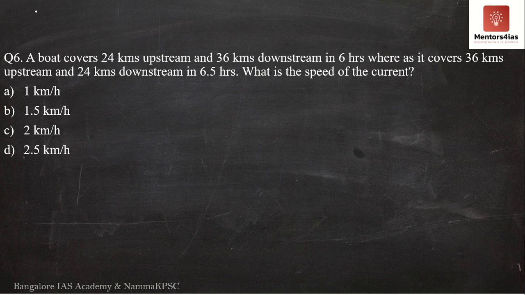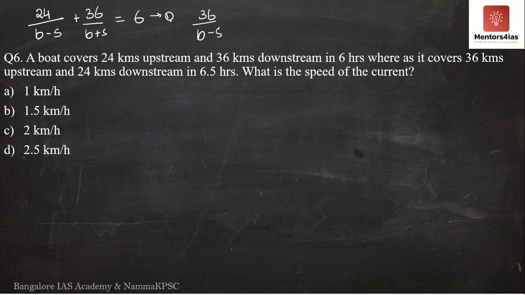As I had explained in the previous question, as soon as you read this kind of question, you should be able to write 24 divided by b minus s plus 36 divided by b plus s, because 24 kilometers is upstream and 36 is downstream. The total time taken is 6 hours. Let this be your first equation. Coming to the second equation, you should be able to write 36 divided by b minus s, because 36 kilometers is upstream, plus 24 divided by b plus s, because 24 kilometers is downstream, is equal to 6.5, which is your second equation.